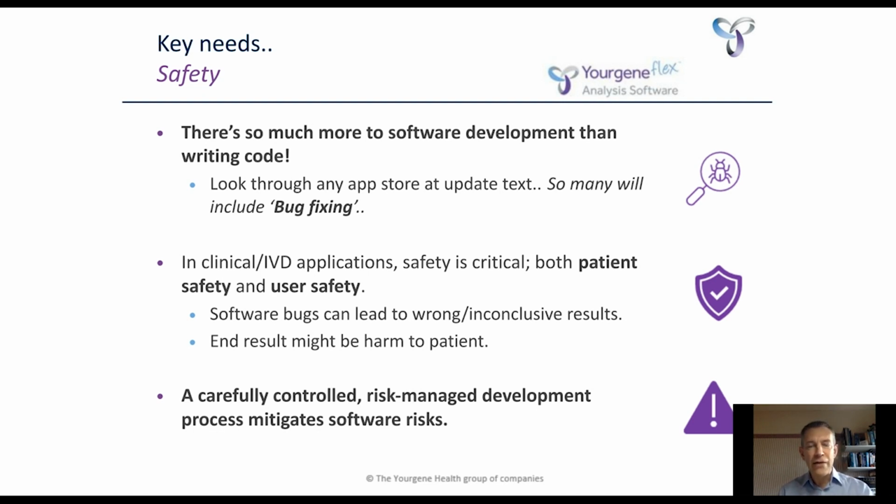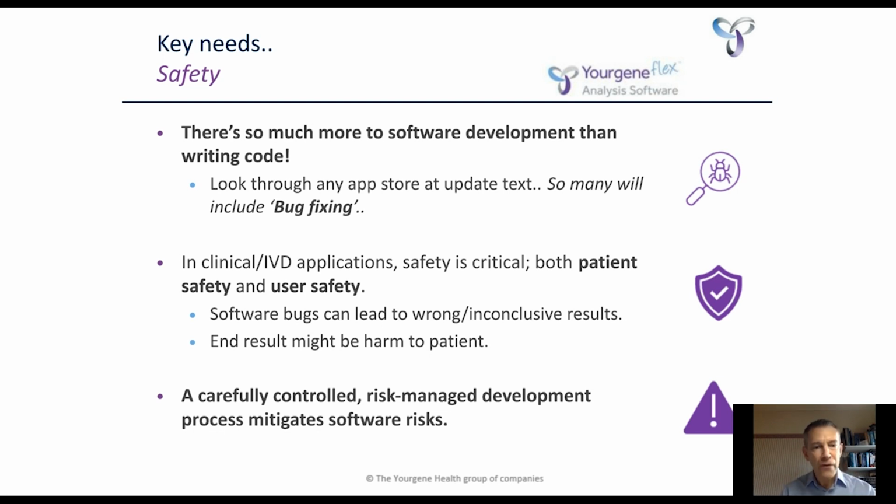But the way that we do these things will always bring both patient safety and user safety into the risk analyses. Ultimately, because software bugs in medical software can lead to wrong or inconclusive results. And the end result of that down the line could be harm to the patient. They could perhaps not be identified as needing to go down a pathway that they should have been, or they may end up going down a clinical pathway that they should not have done.